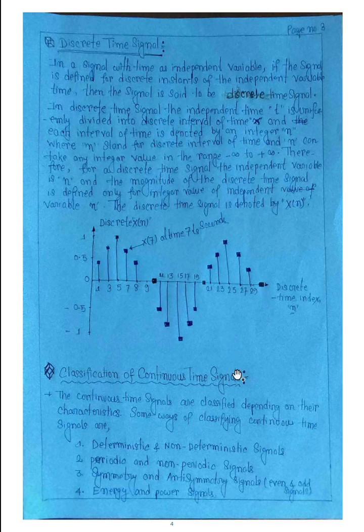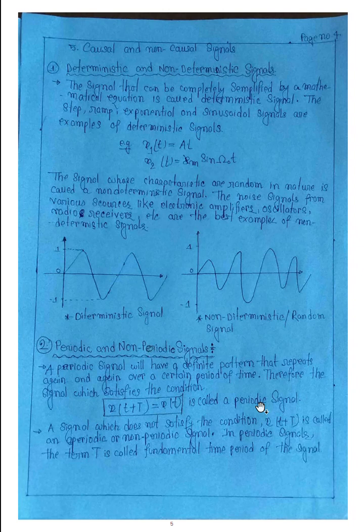The first sub-classification helps us understand a signal's predictability. A deterministic signal is one that can be completely described by a mathematical equation. Examples include sinusoidal and exponential signals. On the other hand, non-deterministic signals or random signals have characteristics that are unpredictable. A great example of this is the noise from an electronic amplifier.